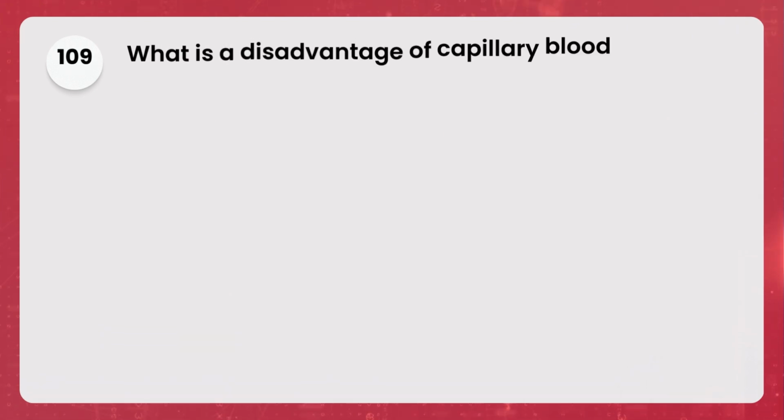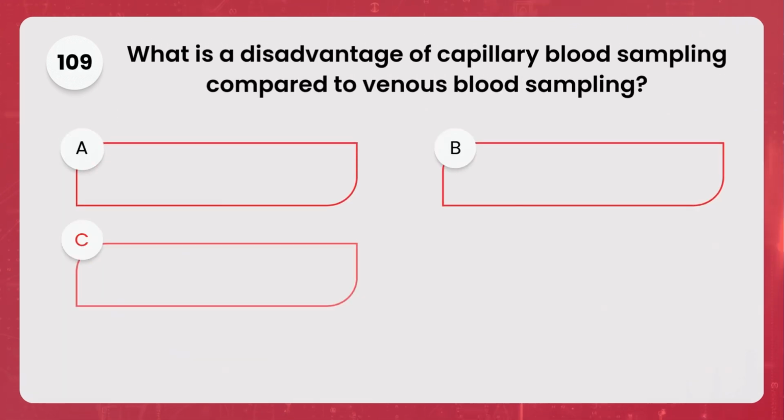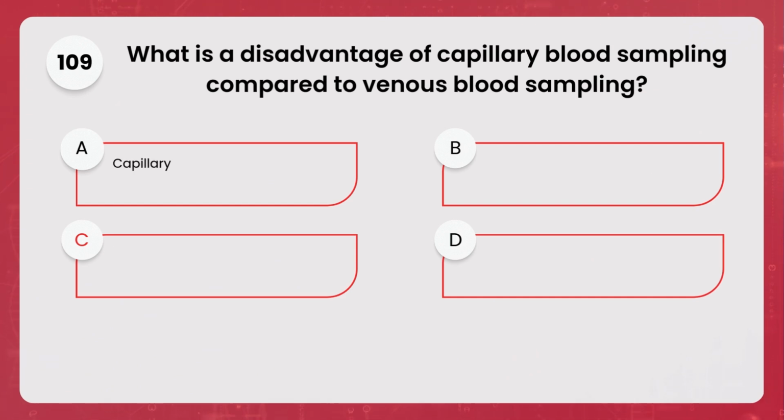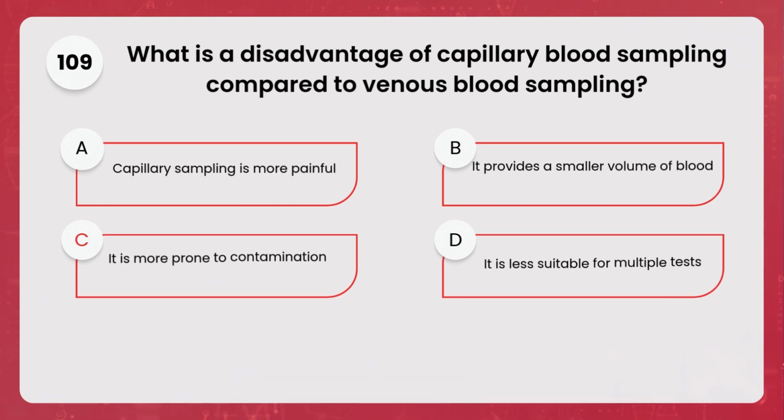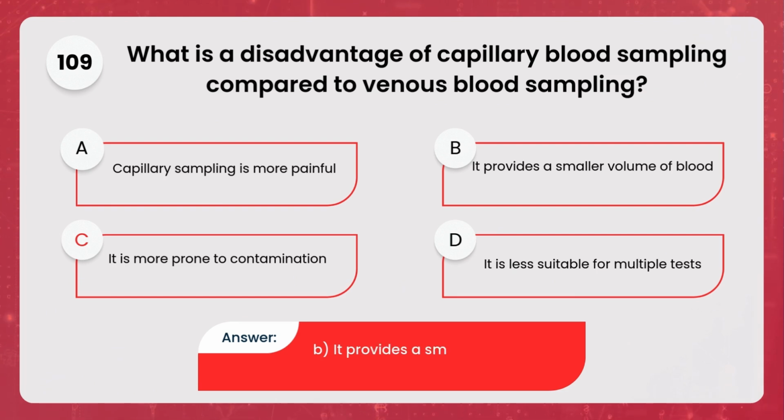Number 109. What is the disadvantage of capillary blood sampling compared to venous blood sampling? A. Capillary sampling is more painful. B. It provides a smaller volume of blood. C. It is more prone to contamination. And D. It is less suitable for multiple tests. The answer is B. It provides a smaller volume of blood.